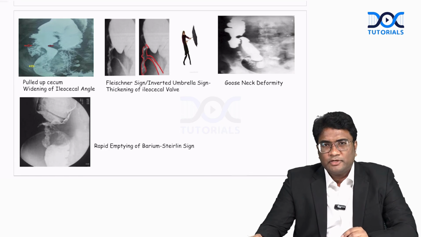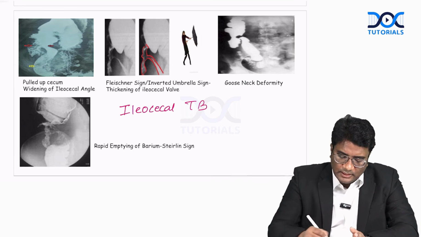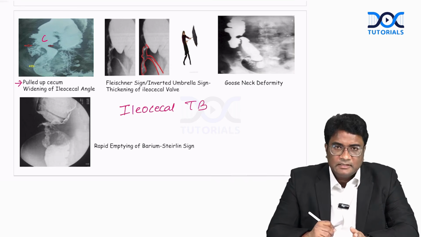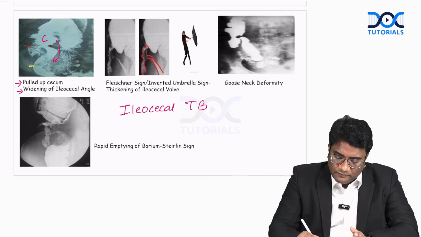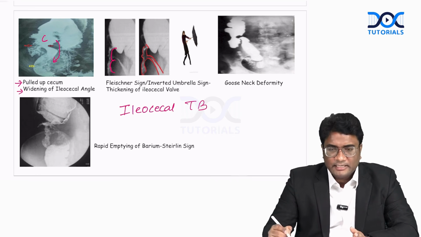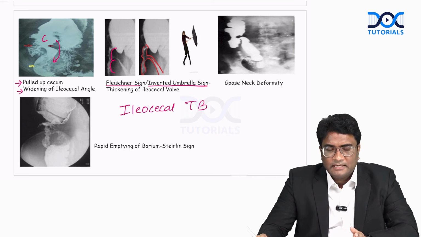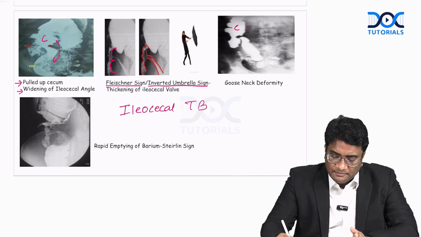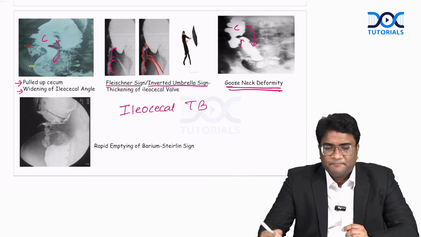Now, let's understand what the radiological findings are that we see with ileocecal TB. In ileocecal TB, you see a pulled up cecum. There will be widening of the ileocecal angle. There is thickening of the ileocecal walls. This thickening of the ileocecal walls is called Fleschner's sign or inverted umbrella sign. And because of the pulled up cecum, the widening of the ileocecal angle and the narrow terminal ileum, all of this gives the appearance of a gooseneck deformity.